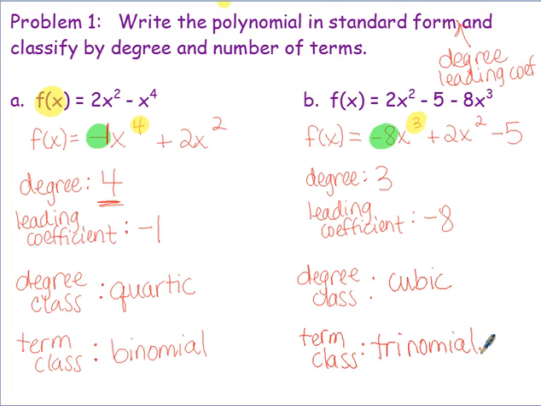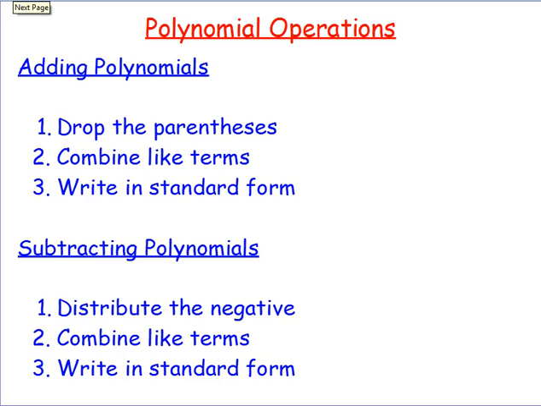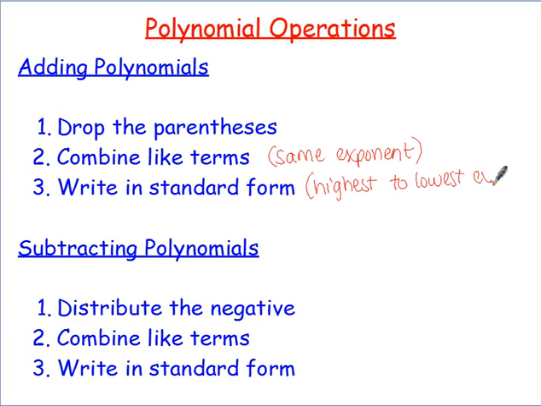The last thing that we are going to talk about today is adding and subtracting polynomials. And we've done something very similar with complex numbers. To add polynomials, simply drop the parentheses like they were never there. Combine your like terms. Okay, these have to have the same exponent. And then write it in standard form. Again, highest to lowest exponent.